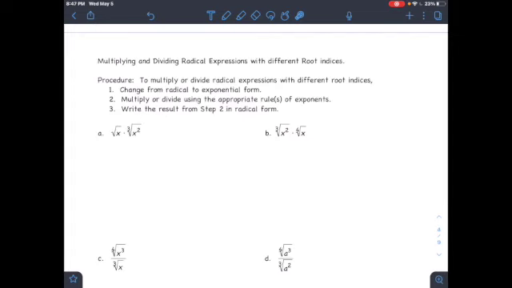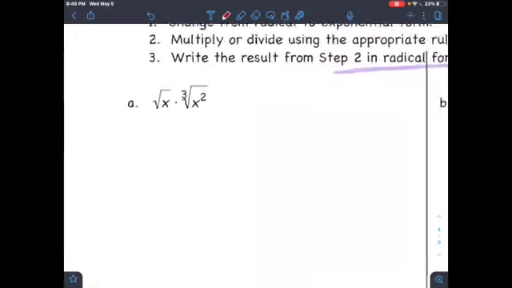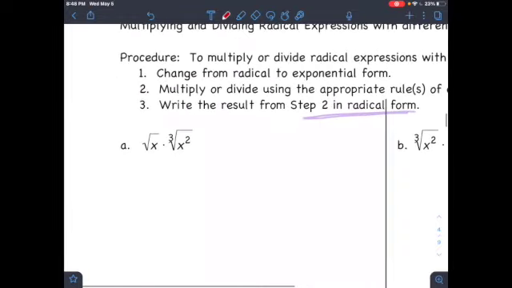Multiplying and dividing radical expressions with different roots. Multiply or divide radical expressions with different roots. So step 1, change from radical to exponential form. That means change your radicand to exponent form. Step 2, multiply or divide using the appropriate rules of exponents. Step 3, write the results of step 2 in radical form. It's a multiplication in the middle, so we're going to multiply. Now, the first step says change the radical to exponential form. So we're going to do that.